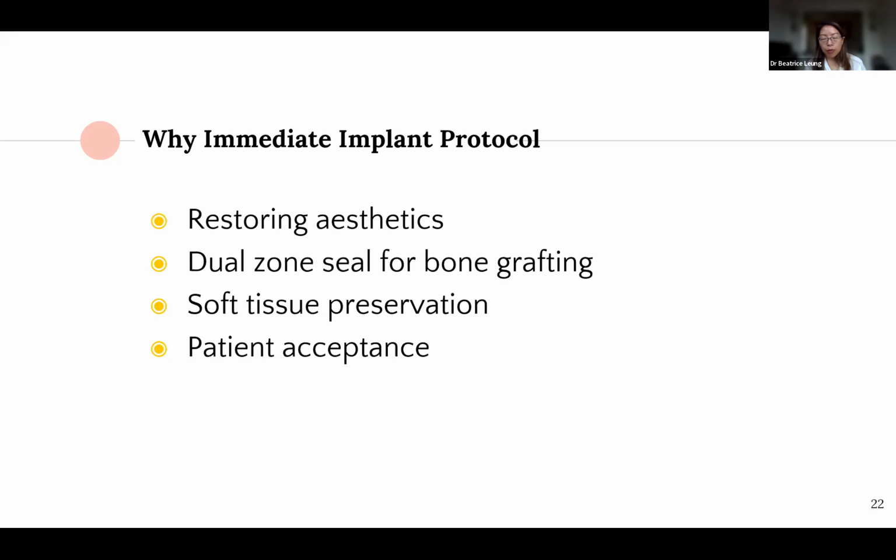I just want to show you what this whole immediate implant protocol means. Why are we doing it? It's obvious, it restores aesthetics immediately. There's a biological reason for bone grafting and soft tissue preservation. And also, patients really love this option because they will be told that they'll likely walk out with a tooth in the mouth and won't be toothless for several months to come, which is what we had to tell patients before.